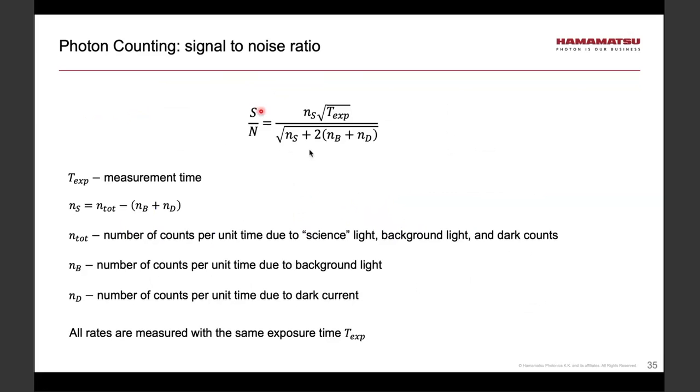And please note that the signal to noise ratio depends on the square root of the measurement time. And so if possible, I can improve the signal to noise ratio by increasing the sampling time. This may not always be possible, but if it is, that's one great advantage.